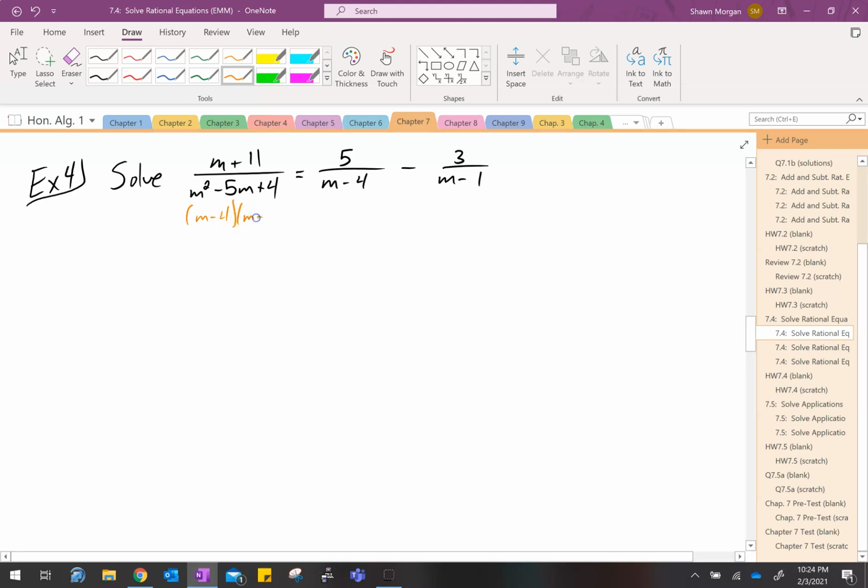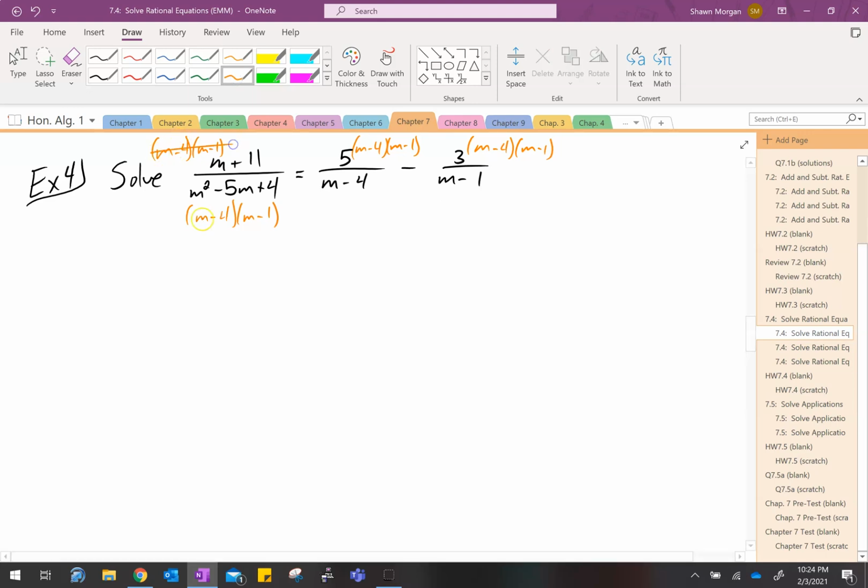M minus 4 and m minus 1. And then I notice again that that's the same denominators of the other two fractions just combined. So if we multiply m minus 4 and m minus 1 on the top of each fraction, then those denominators will all cancel out, m minus 4 and m minus 1. Okay, again, I don't always show this step of writing it up there, but for our first couple of times I will.